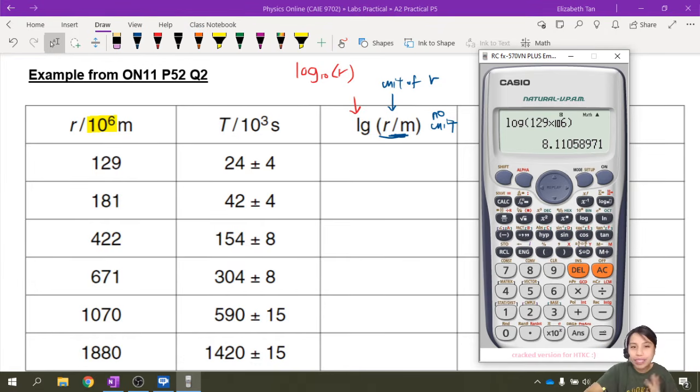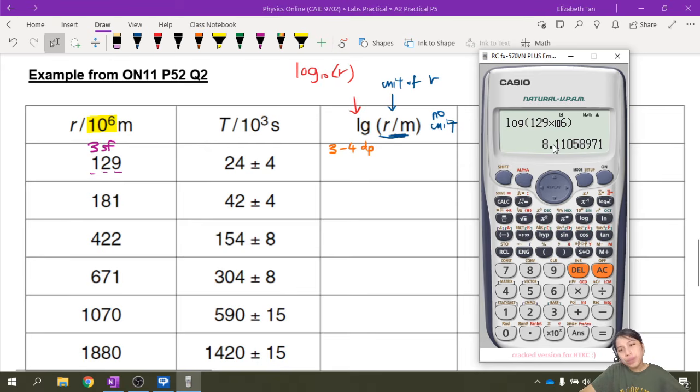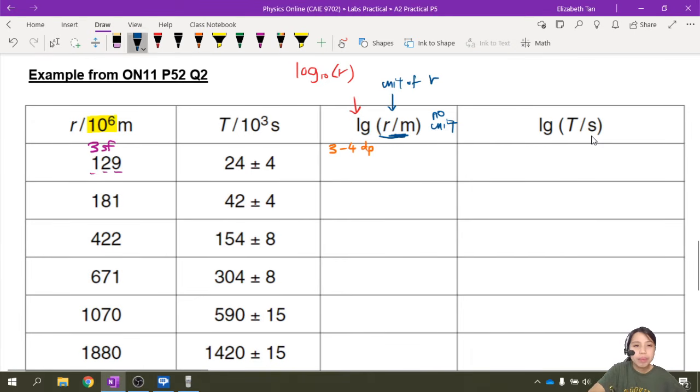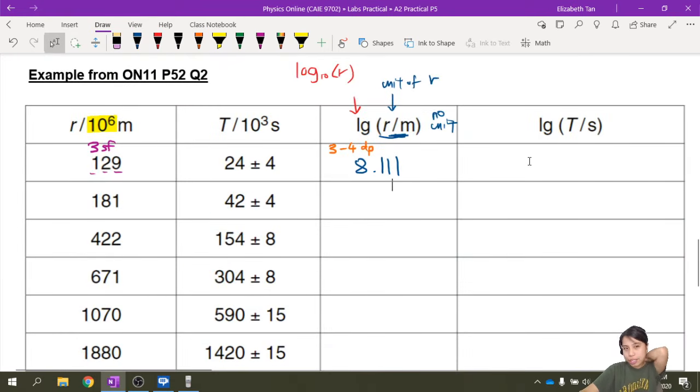Let's write a reminder first. So if this is 3 SF, 1, 2, 3. Now, special case, I need to follow DP. So this can be 3 or 4 DP. You're following DP now. This is the special case. So if you look at your answer, should we do 3 DP? Okay, 3 DP. 8.111, round it off. So you write there 8.111. Okay, don't worry about uncertainties for this. We'll do that in a second video.